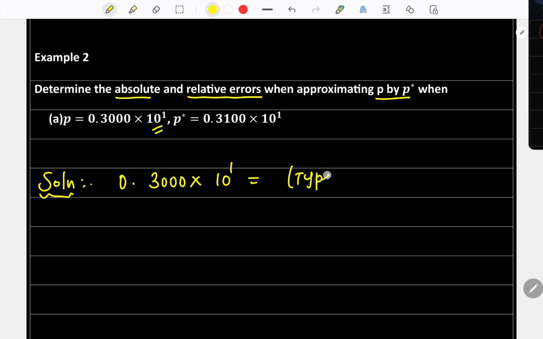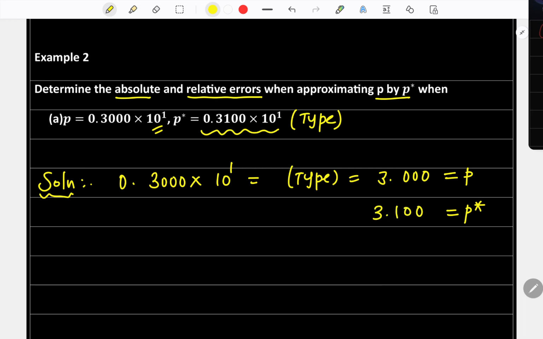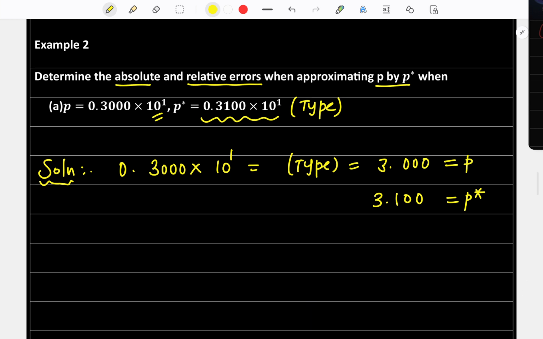Come on, type this one in the calculator, same like this. If you type like this, you will get 3.000. Okay, right. And again p star, this is your p, right? Yes. And now you calculate your p star also, same thing, you type this in the calculator. When you type it, you will get 3.100. I'm doing it side by side in the calculator. Okay, right. So p is ready, p star is ready.